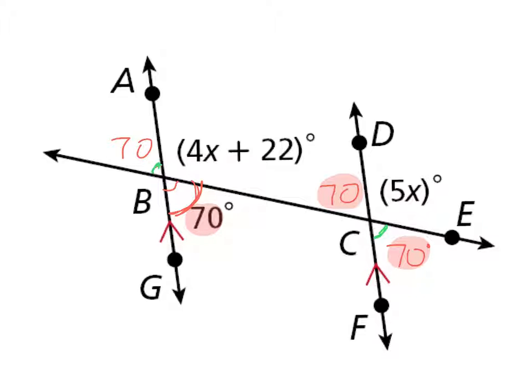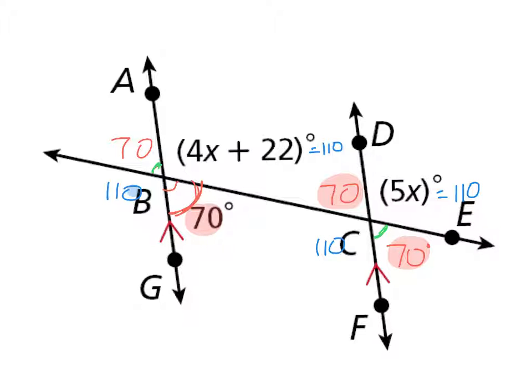Which means all of the other 4 angles are what? 110. They would be supplementary to each of these. So 110 is here, 110 is here, 110 is here, and 110 is here. Everybody with me so far?